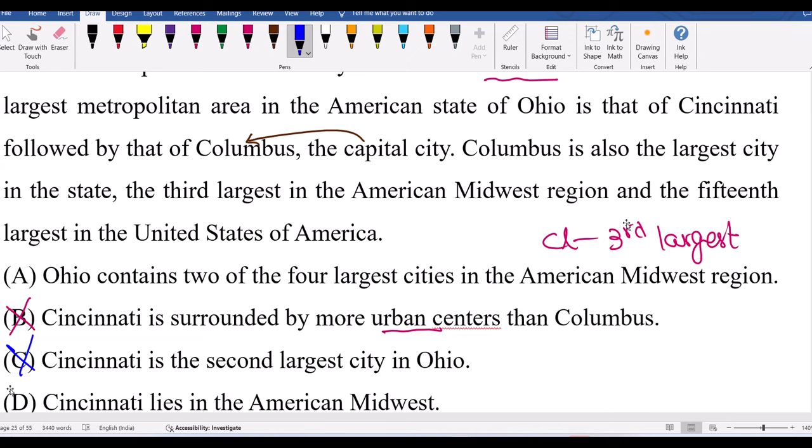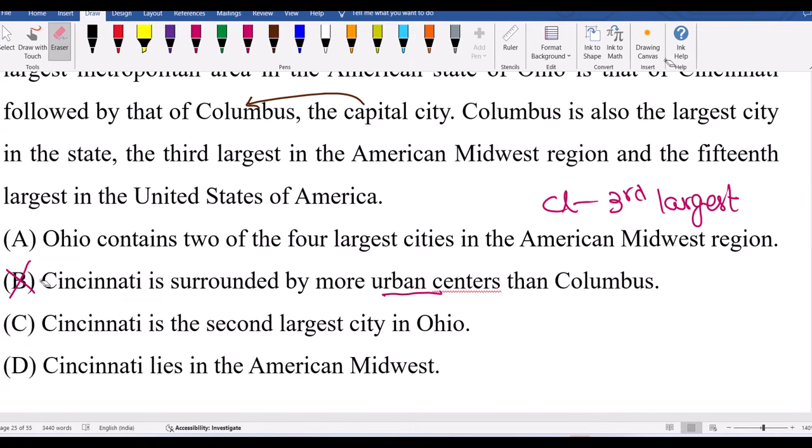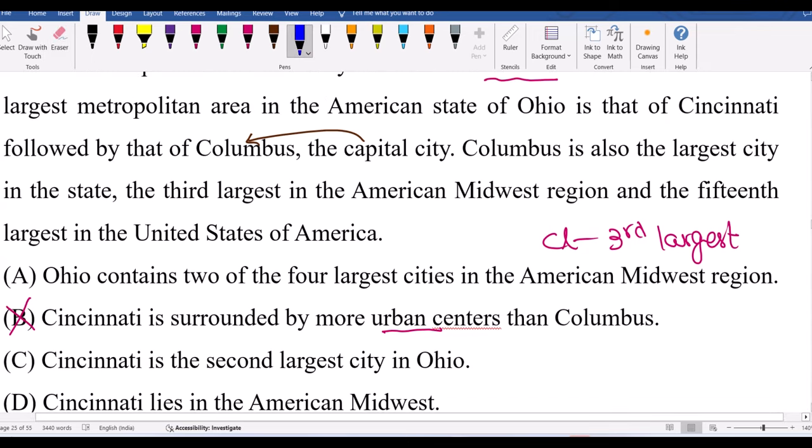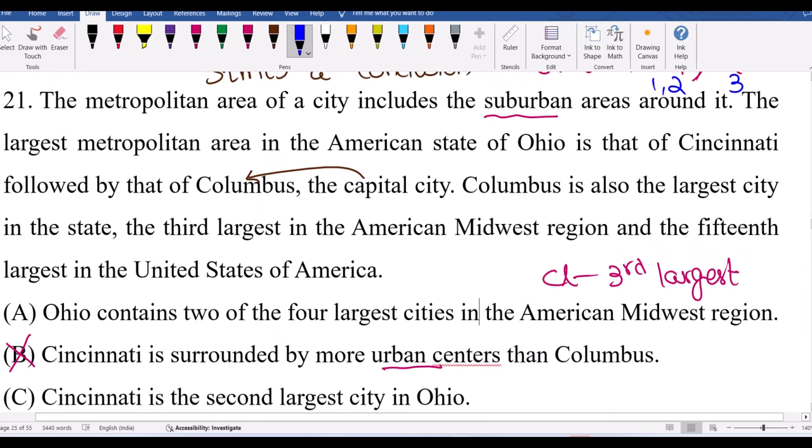Now D and A you have to decide here. Cincinnati lies in the American Midwest. Columbus is the largest city in the state, the third largest in the American Midwest region, and Columbus is 15th largest in the United States of America. So, guys, see this. You decide which one is. Sure, we can eliminate B. But this is regarding the Midwest region, or whether Cincinnati comes under the Midwest region, that's the one problem.